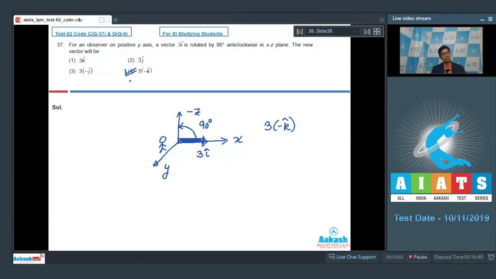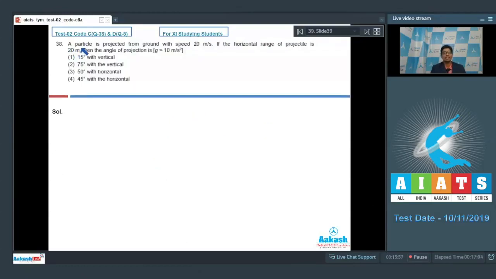Now let us proceed to question number 38. Question number 38 says, a particle is projected from ground with speed 20 meters per second. If the horizontal range of projectile is 20 meters, then the angle of projection is. Now, dear students, the angle of projection can be calculated using the formula u square sine 2 theta divided by g. Here u is the initial speed of projection and theta is the angle of projection. It is given that this is equal to 20 meters. Also, dear students, as per the question, u is equal to 20 meter per second.